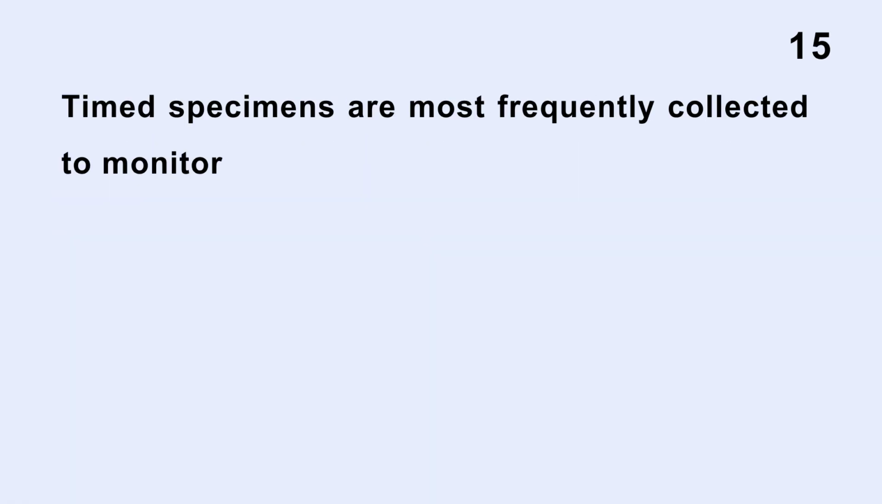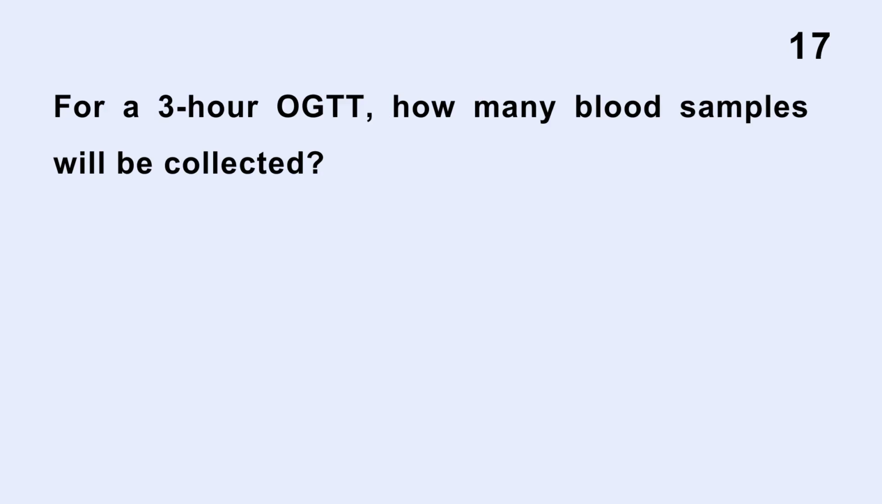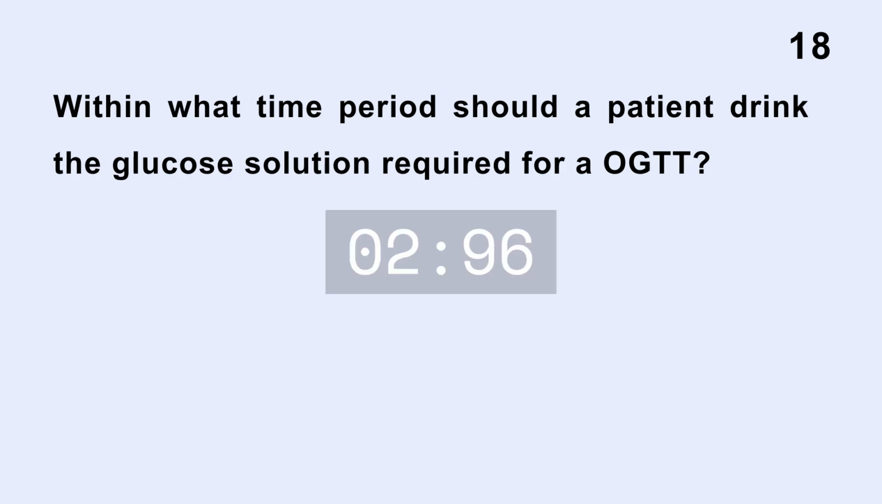Number 15. Timed specimens are most frequently collected to monitor medication levels. Number 16. Hyperglycemia means increased glucose. Number 17. For a 3-hour OGTT, how many blood samples will be collected? 4. Number 18. Within what time period should a patient drink the glucose solution required for an OGTT?